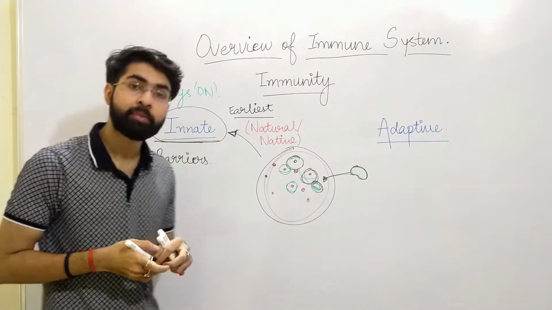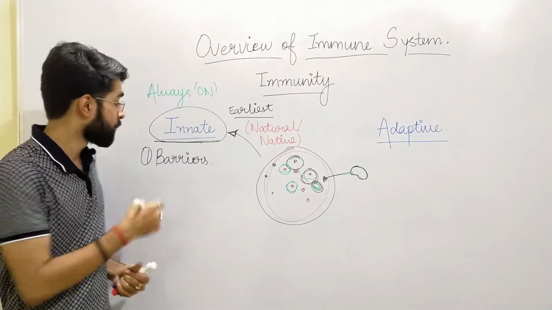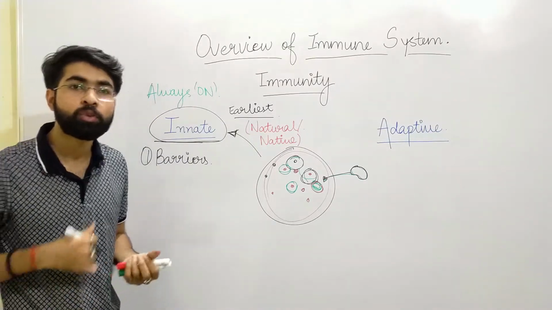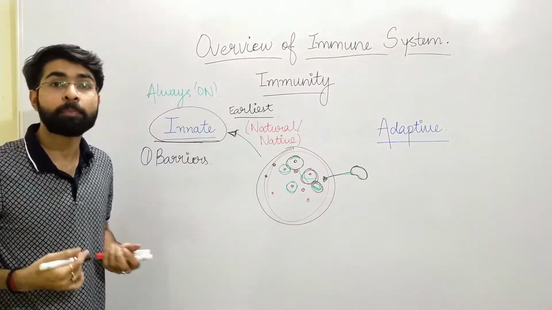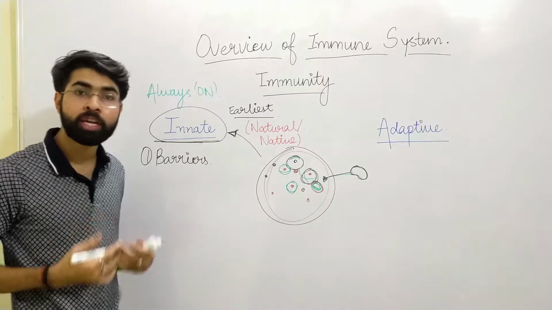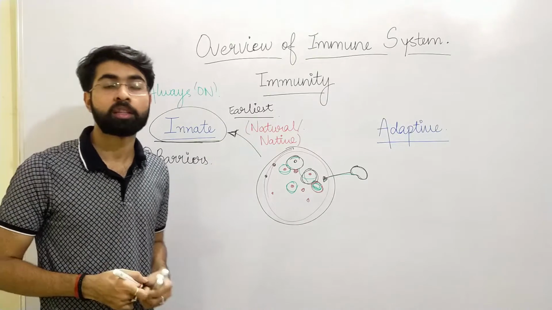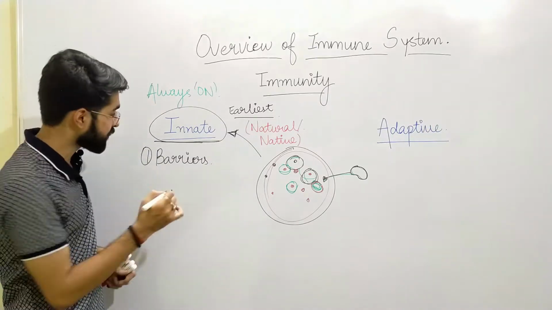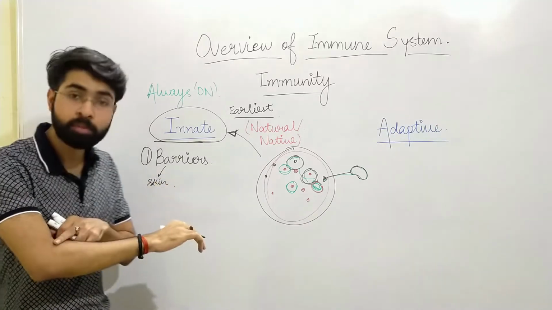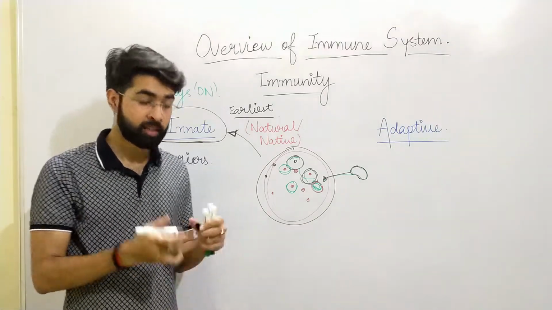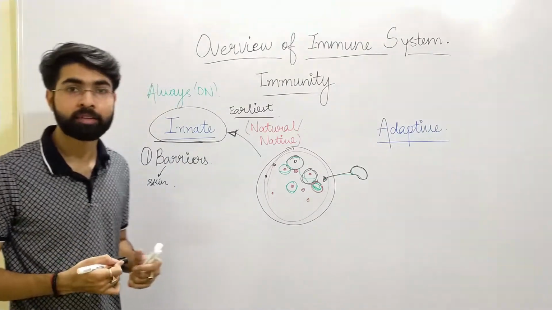See, first of all, whenever you try to enter something restricted, the first thing you come across is barriers. Like whenever you try to go into a restricted area, there are a lot of barriers that try to prevent you from going inside. Similarly, our body also has a lot of barriers that try to protect against pathogens entering our body. For example, the barriers can be skin. The most important barrier is our skin. The skin protects our body and does not let the pathogen enter.